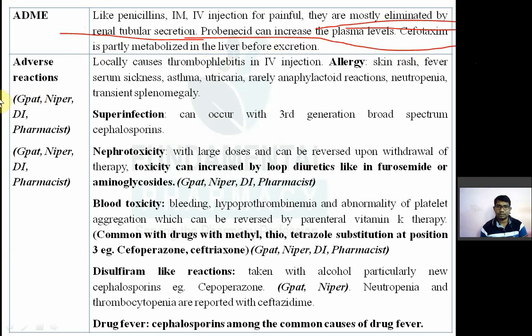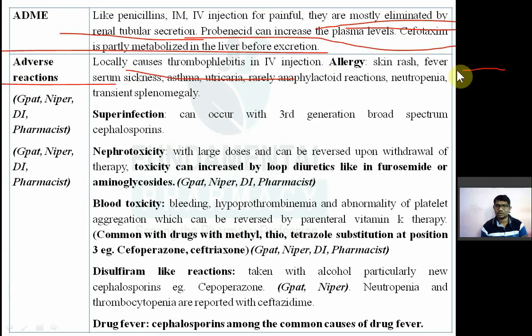Cefotaxime is partly metabolized in the liver before excretion. Most cephalosporins are not metabolized. What are the adverse reactions? Locally they can cause thrombophlebitis if given by intravenous injection. There will be inflammation, swelling and edema of the vein, that is thrombophlebitis.